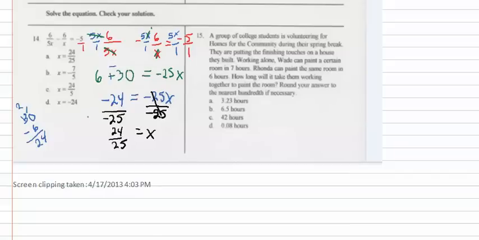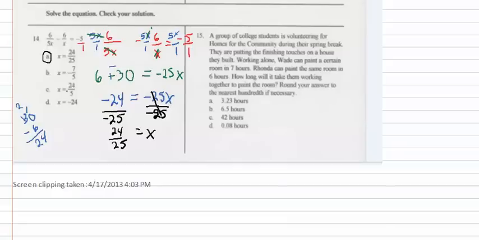And then I would look at my answer choices and see if there is an answer like that, which is positive 24 over positive 25. So number 14, it looks like it's going to be letter A.